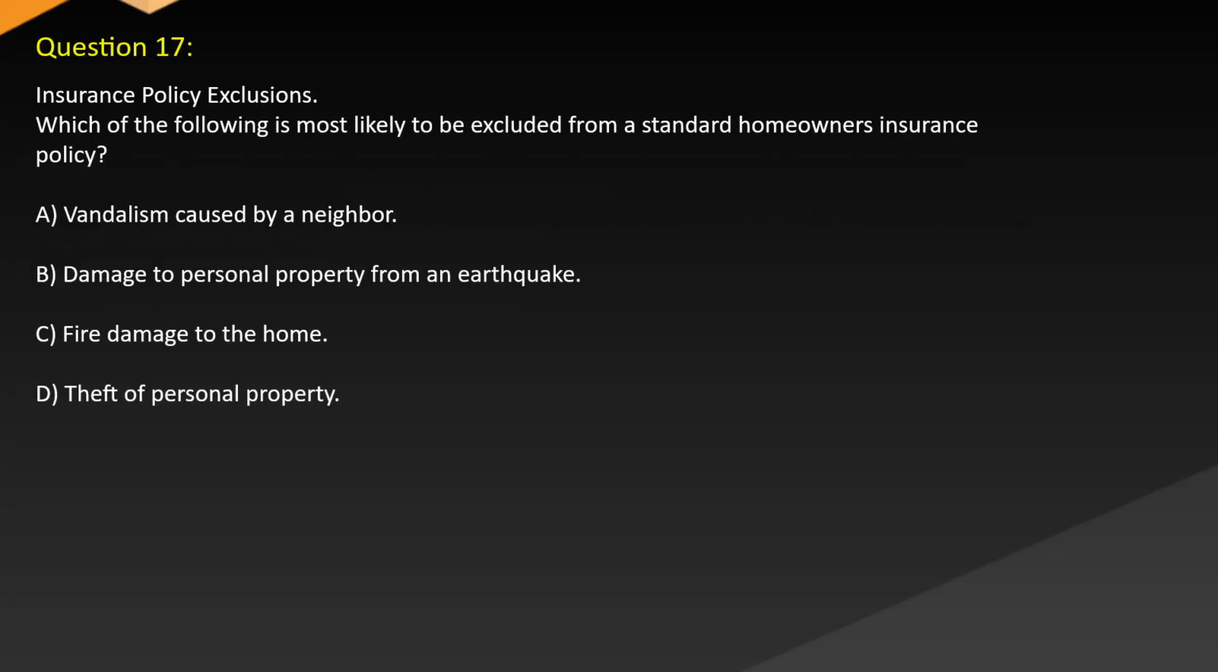Question 17. Insurance policy exclusions. Which of the following is most likely to be excluded from a standard homeowner's insurance policy? A. Vandalism caused by a neighbor. B. Damage to personal property from an earthquake. C. Fire damage to the home. D. Theft of personal property.